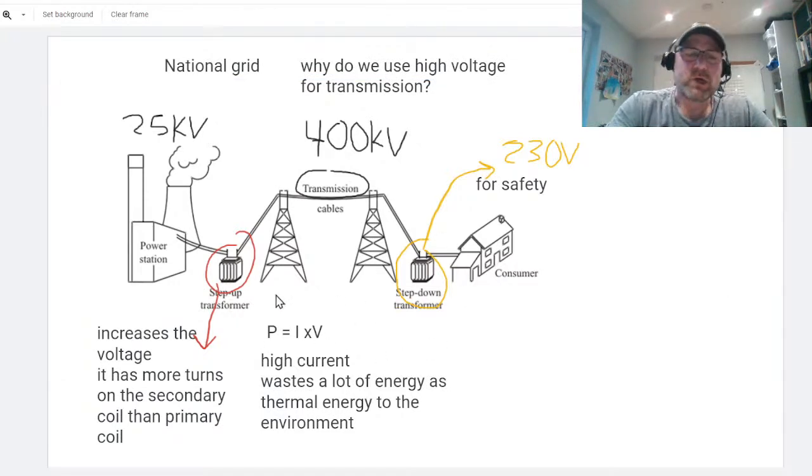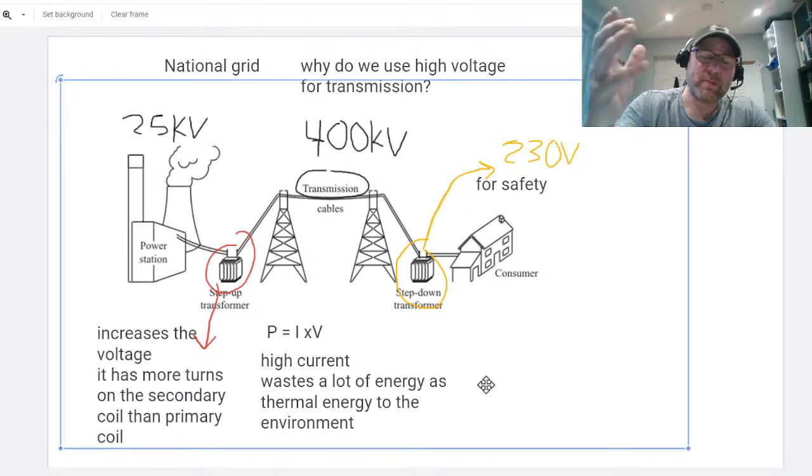And that is the national grid. You may be asked, what is the national grid? You want to say two things. It's a series of transformers and cables that deliver power from the power station to the consumer or to houses. Okay. Yeah, so current will increase when the voltage goes down. That's right.